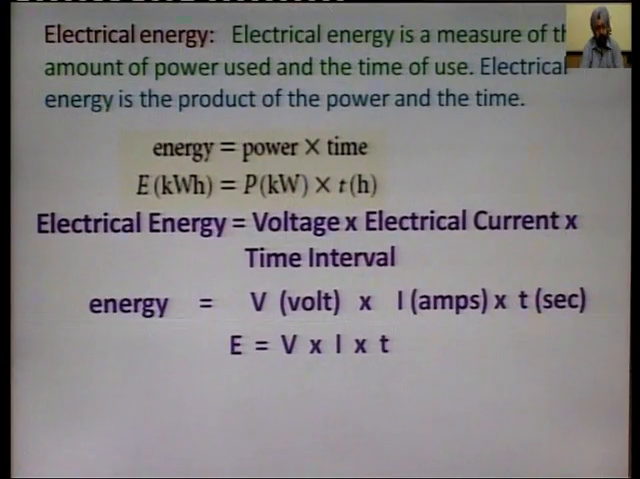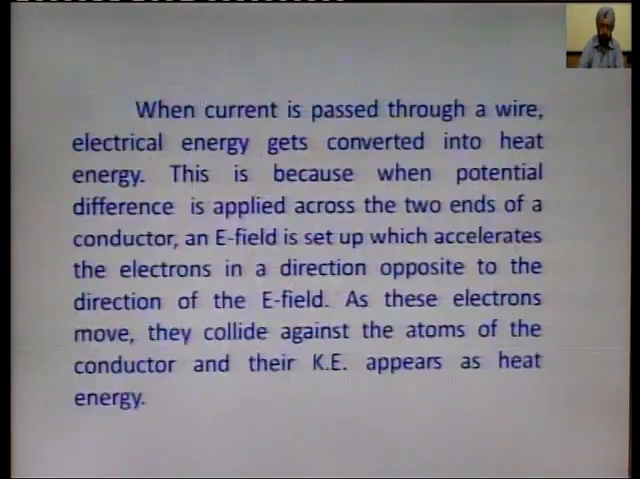If you calculate power in kilowatt, time in hours, you get energy as kilowatt hour. Normally, what the students see is kilowatt, they do not see hour written along with it, and they write this unit as the unit of power. Basically, remember, kilowatt hour is not the unit of electrical power, it is the unit of electrical energy. So, electrical energy is voltage into current into time interval, E equal to V into I into T.